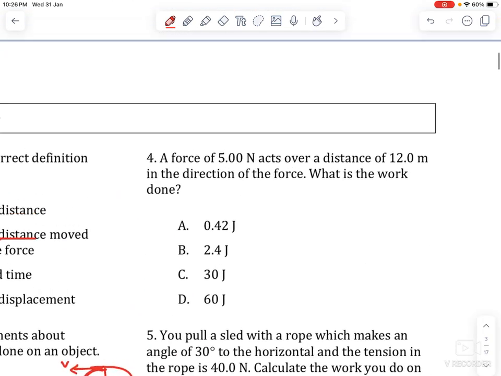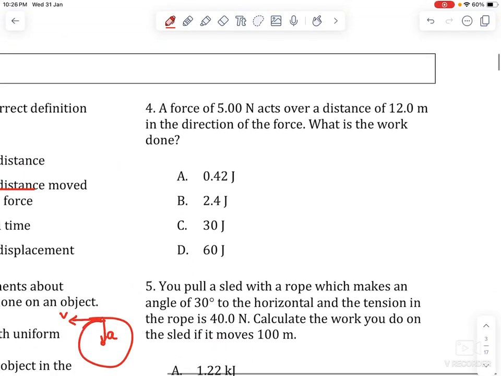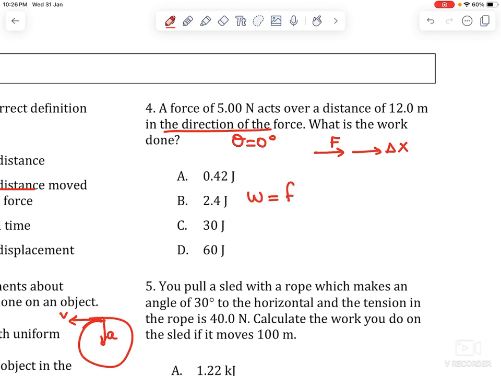Question number 4. You have a force of 5 acting over a distance of 12 in the direction of the force. So theta here is equal to 0 degrees, because the force and the displacement are in the same direction. The work is force times displacement times cosine of 0. So you have 12 times 5 times 1, which gives 60 joules.